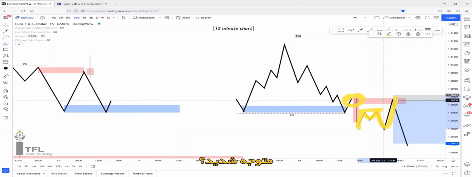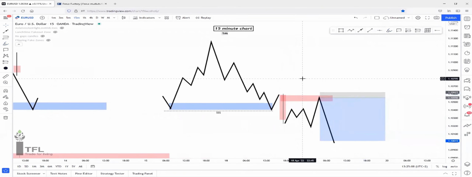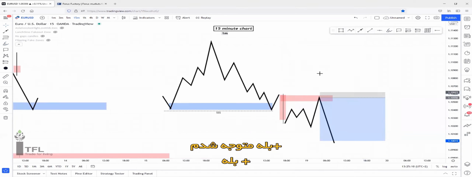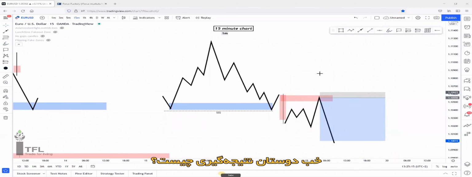Does it make sense? Yes. Yes, it is. Yes. So what are the conclusions, guys? What are the conclusions? I'm asking you. Someone?